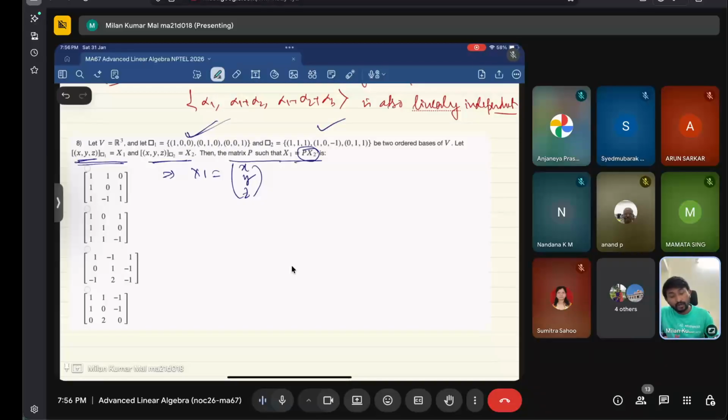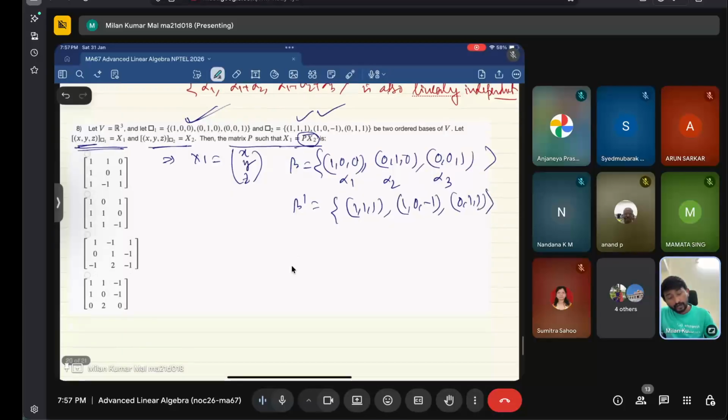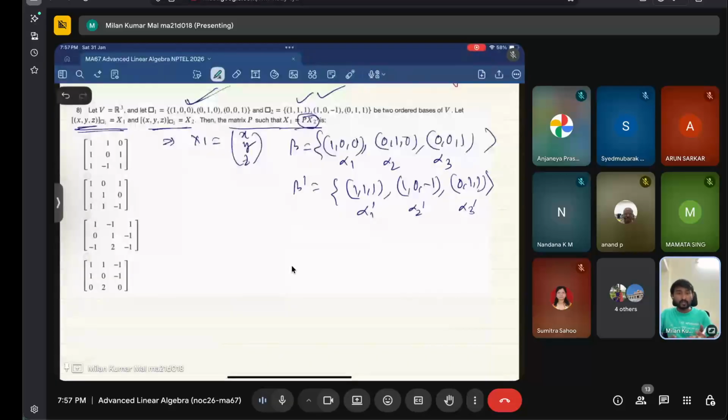So the same thing, we have to try to write this basis in terms of the first basis and we will get the matrix. So here beta is equal to (1, 0, 0), (0, 1, 0), (0, 0, 1). This is one basis, which I'll call alpha 1, alpha 2, alpha 3. And beta dash is equal to (1, 1, 1), (1, 0, -1), (0, 1, 1). This is another, so let me write it as alpha 1 dash, alpha 2 dash, alpha 3 dash. So the basis change matrix is from beta to beta dash, that is P.